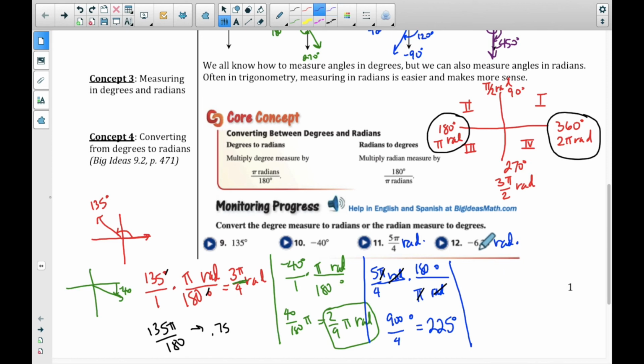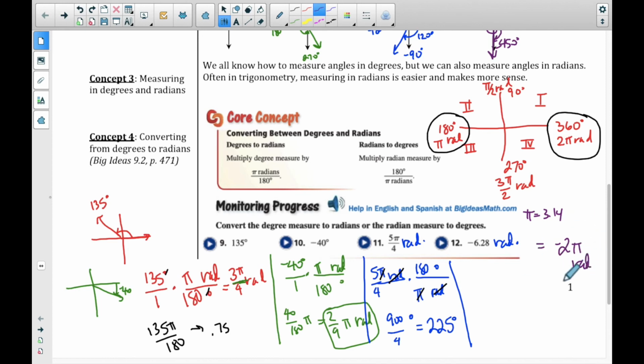Last one. Negative 6.28 should mean something to you. Does that mean anything to you? Remember that pi is 3.14 approximately. So this is like a negative 2 pi. Actually, that's it. I'm done. The answer is negative 2 pi. Okay, but maybe you hadn't seen that. Actually, it's negative 2 pi radians, right?